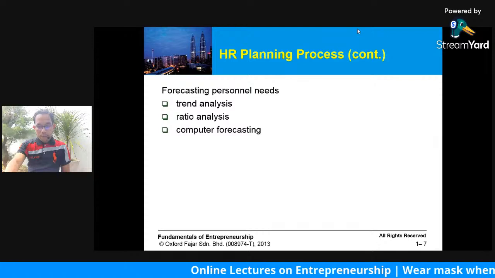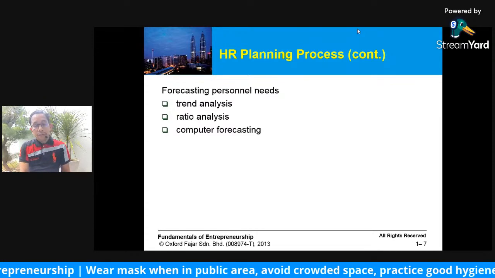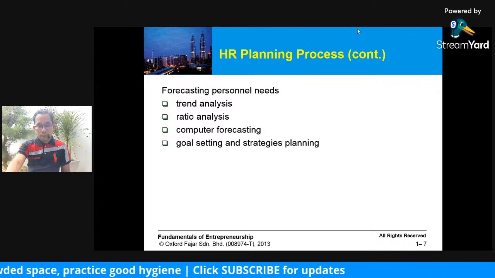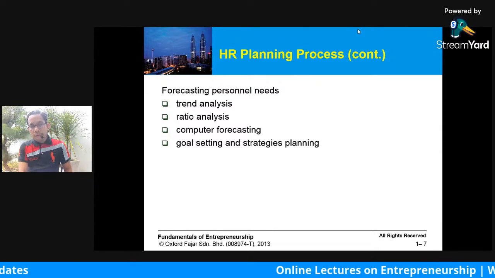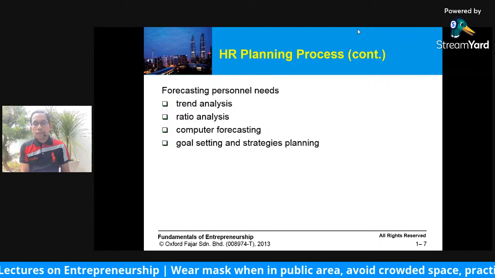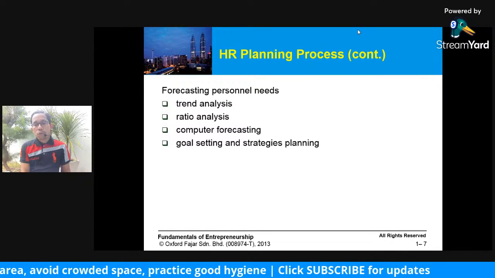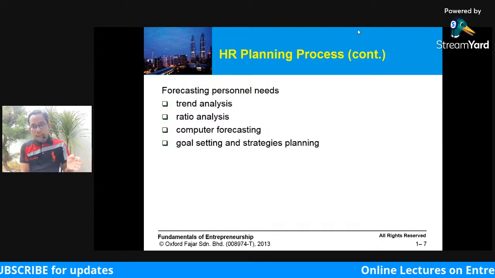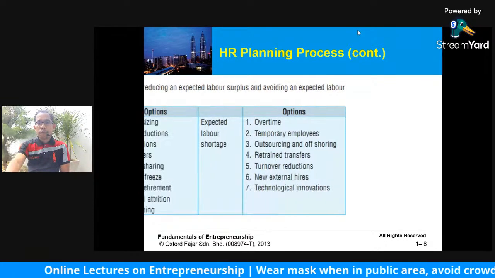We have three here when you want to forecast your personnel. First is called trend analysis. So you need to know your employment needs. Sometimes you start on your own, not involving others. But after a few years of your business running, you identify that you need people to work and also to manage your business. So by hiring more people, you can have more revenue.